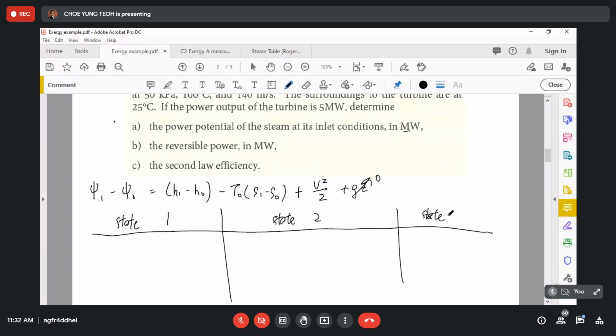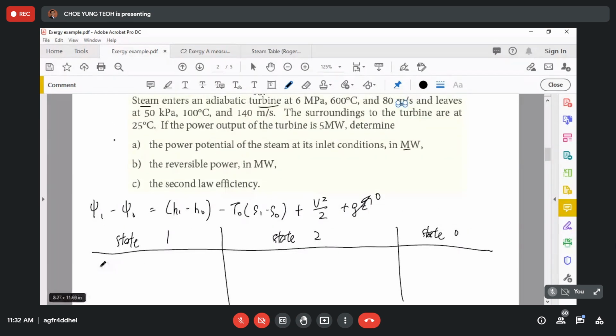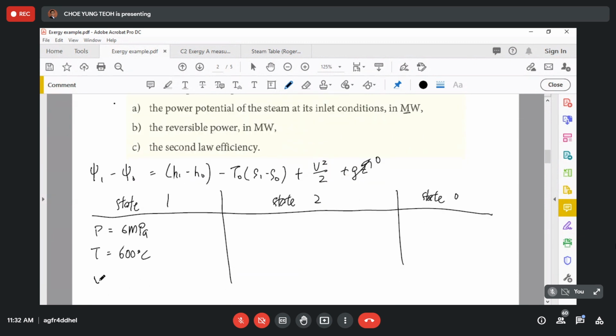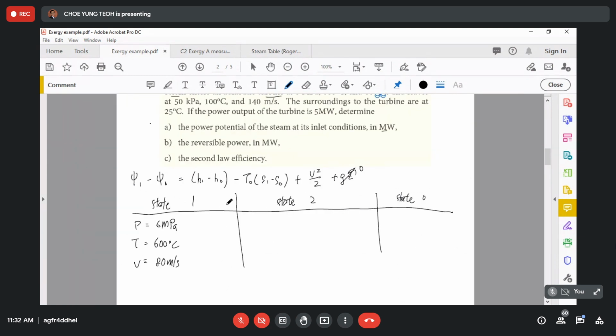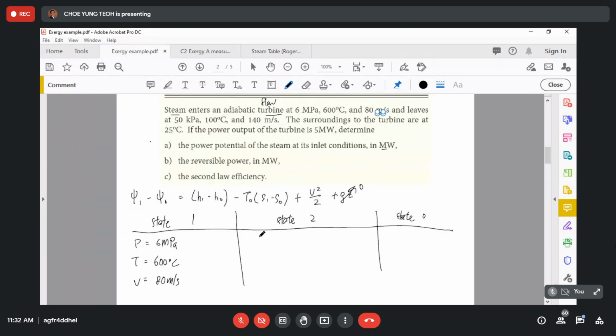State 0. Okay, so for state 1, we have pressure 6 megapascal, temperature 600 degrees Celsius, velocity 80 meters per second. You just write down all the information you have.